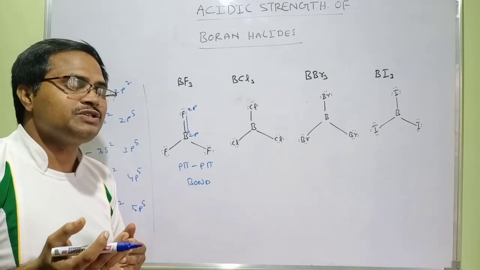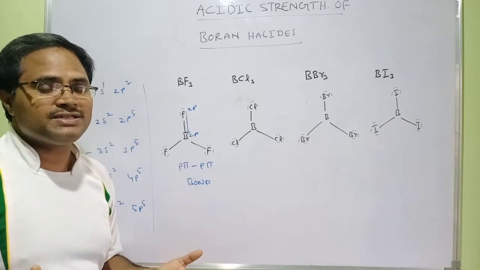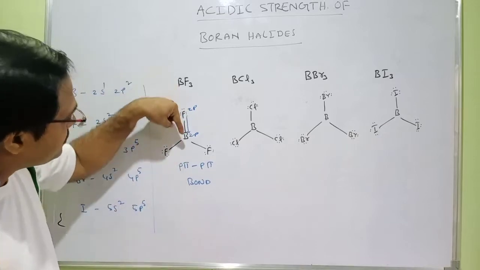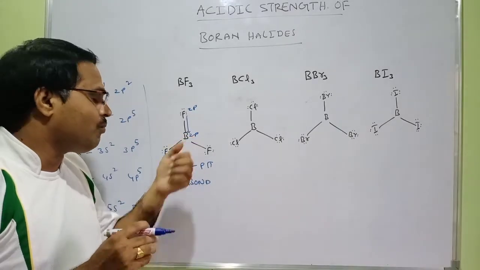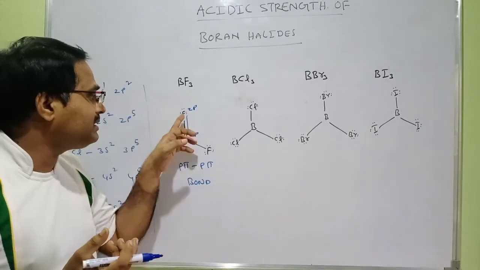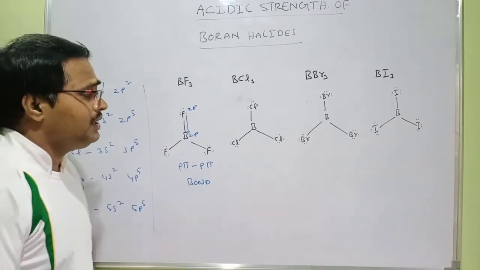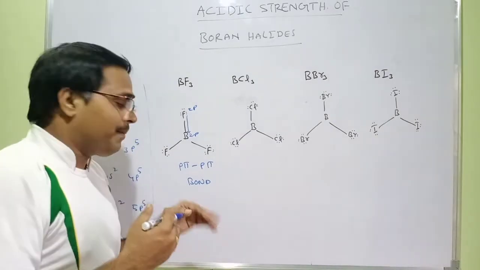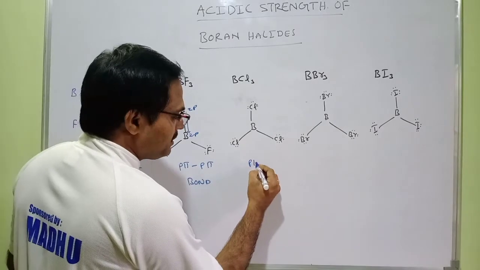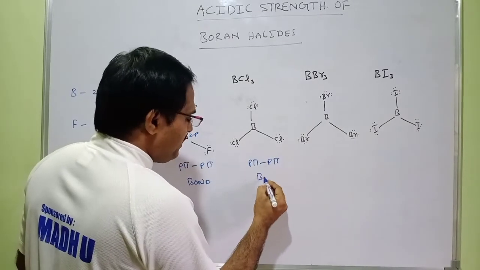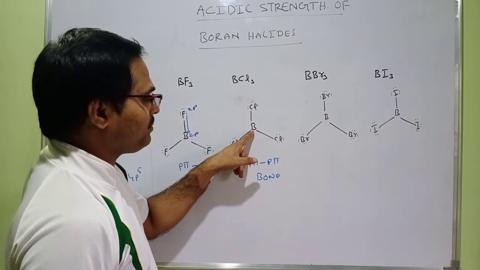So Lewis acidity means what? You should have empty orbitals, or be electron deficient compounds, or Lewis acids. So when you are donating a lone pair to the empty orbital, the empty orbital of boron will be filled to some extent by that lone pair. The acidic strength will decrease. Got it? Here also the back bonding will take place. The p pi bond will take place because there is an empty orbital present at boron.